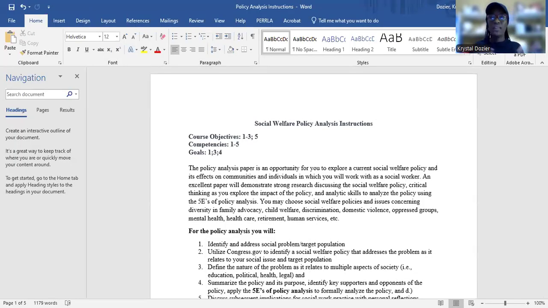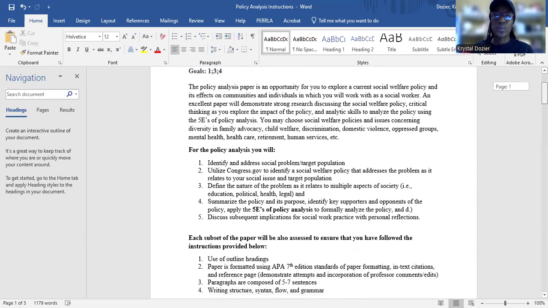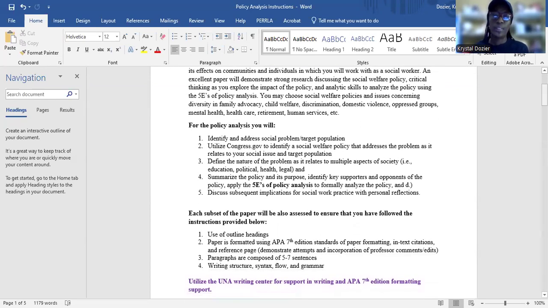For the policy analysis, I already shared yesterday that it's an opportunity for you to explore current social welfare policy and its effect on communities and individuals. That's going to be your target population. For the policy analysis, you're going to identify and address social problems, as well as how that social problem impacts your target population.